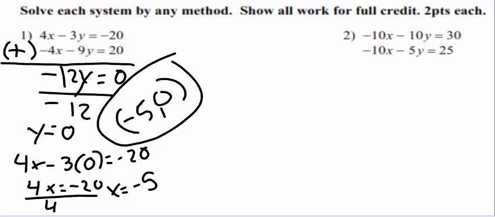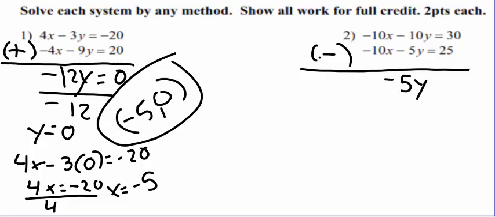So, you could have done a bunch of different ways to solve it, but I think that was the easiest route. So if we look at number 2 here, again, notice those x values are exactly the same. We have a negative 10x and a negative 10x. So if we subtract them when they're the same, it'll make them equal 0. So negative 10x minus negative 10x is 0. Negative 10y minus negative 5y would be negative 5y, because 2 negatives make positive. And then 30 minus 25 is 5. Divide both sides by negative 5, and we get y equals negative 1.